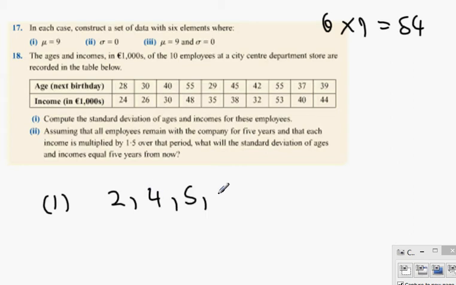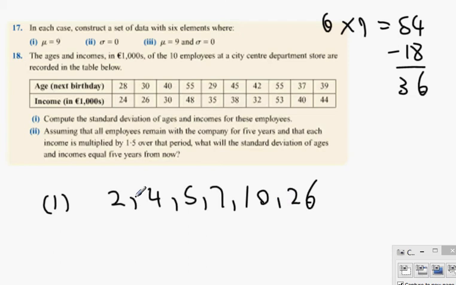5, 7, what's that now? I'm on 6, 11, I'm on 18. Take away 18 from 54, that leaves me 36 to play around with. So I'll do 10 and 26. You could do 6 9s, but I'm going to save that for the next one. This is an example of 6 numbers that has a mean of 9.